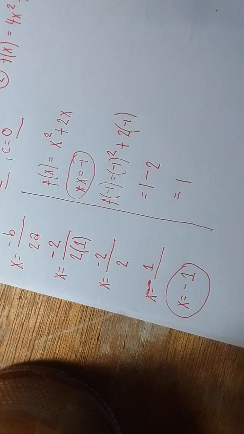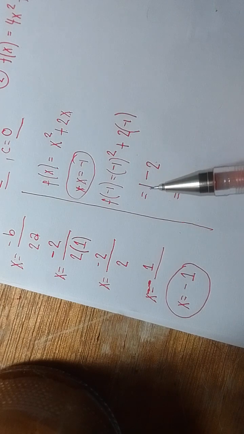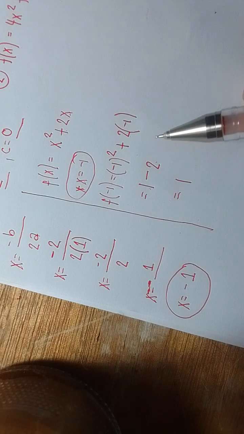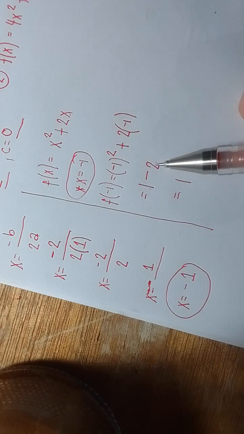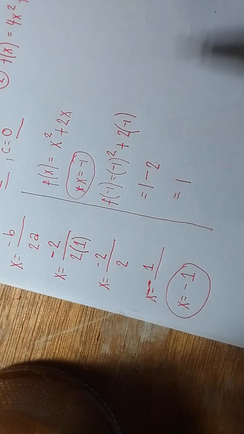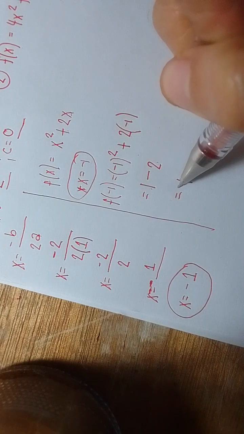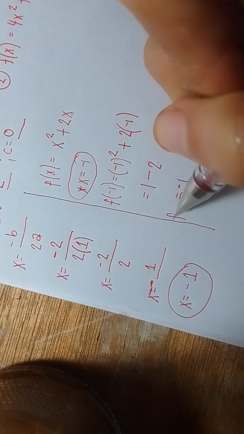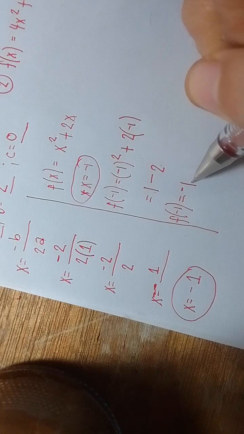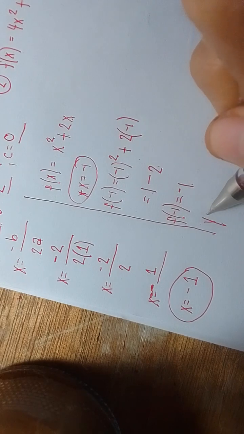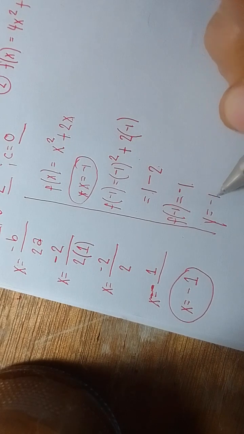Now, how about the sign? We will follow the sign of the greater value between 1 and 2. The greater or larger value is 2. And its sign is negative, so we will follow the negative sign. So, we have f at negative 1 is negative 1. Or that is also equal to y is equal to negative 1.